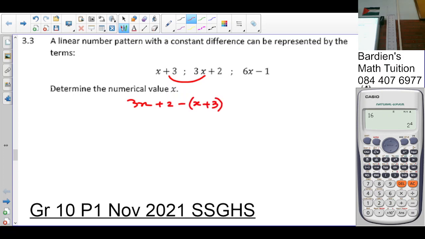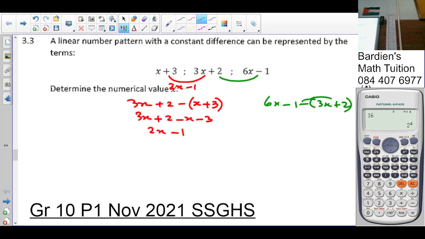Not so? Then, how do I get from that? Yeah, it's going to be 6x minus 1 minus 3x plus 2. Okay. So that simplifies to be 3x plus 2 minus x minus 3, which is 2x minus 1, so this is going to be 2x minus 1. On the other end, you multiply that in, I'm going to get 6x minus 1 minus 3x minus 2. This is going to be 3x minus 3.